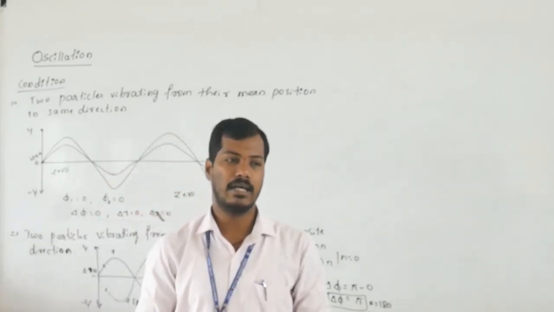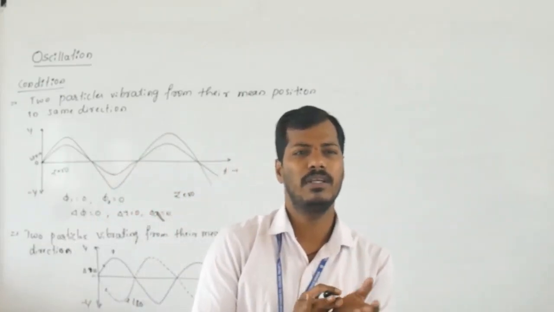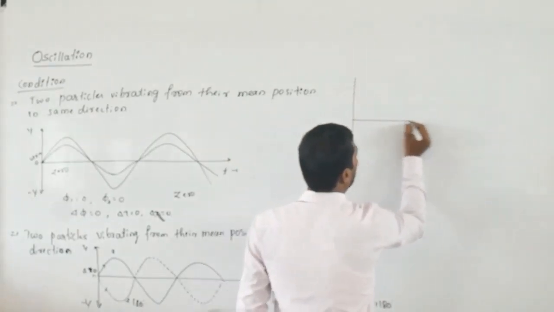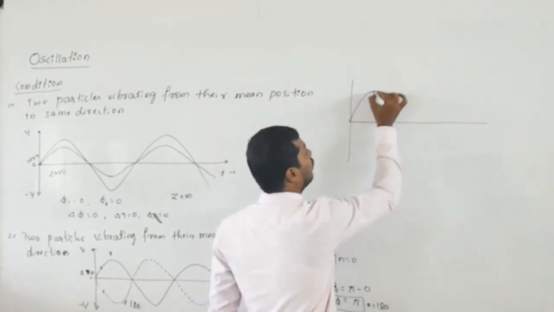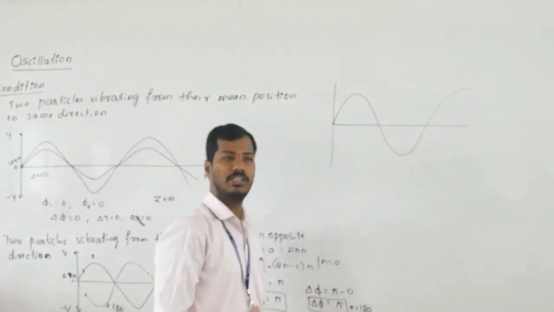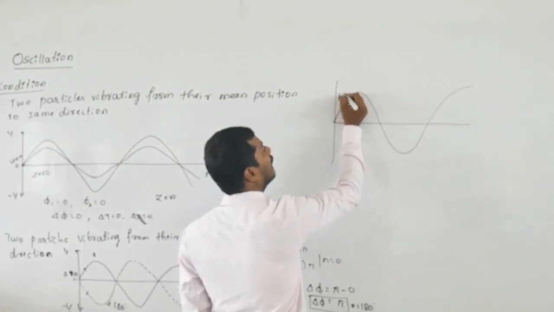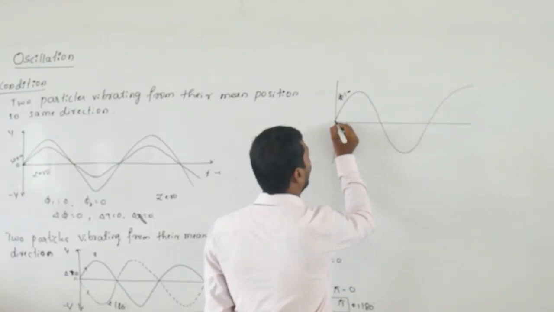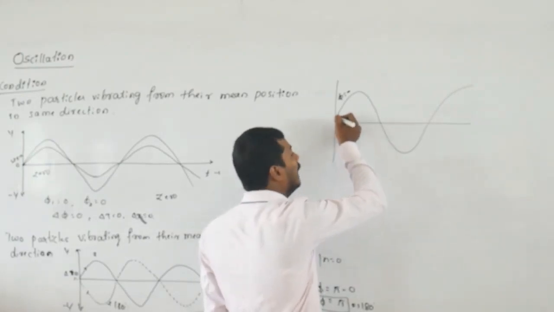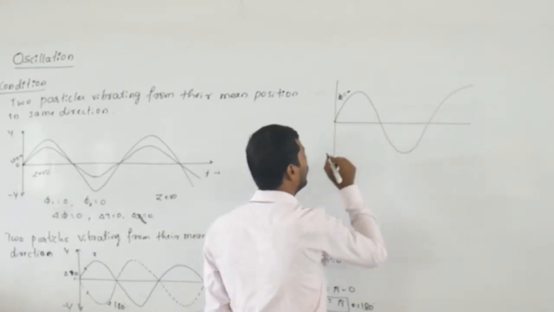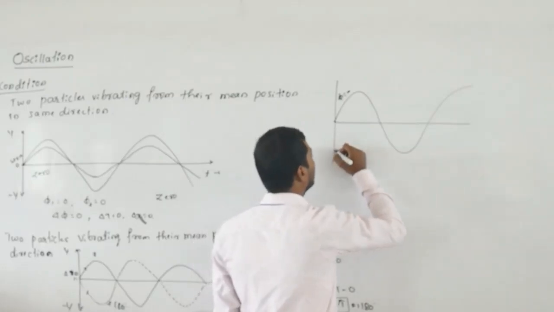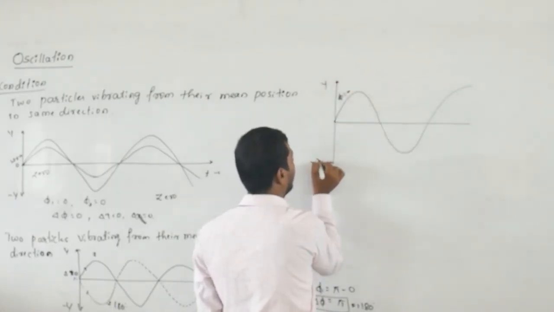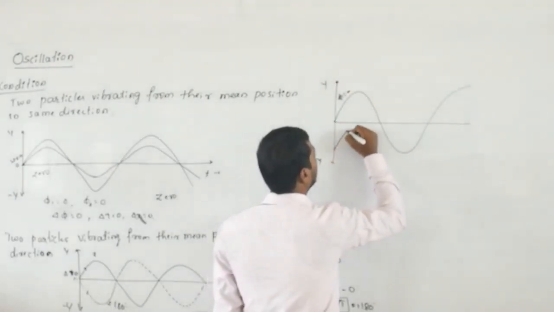Two more conditions are there. When those are moving, one I write here only. One is moving like this from its mean position, and its phase is considered as 0. Another one is moving not from its mean position. It is moving from a certain angle, from a different position, a different displacement is there. It is moving like this.